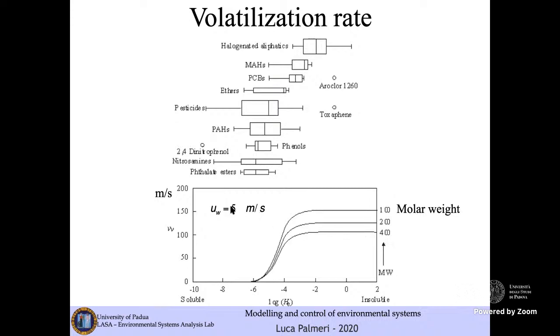So we fix the speed of the wind, let's say 5 meters per second. And in this case, by this kind of graphs, you may have an estimation of how much may be the volatilization rate for a particular substance whose Henry constant is represented on this horizontal axis. Again, I've tried to classify different toxicants or different toxic substances in terms of their Henry constant in order to show how different substances may have different volatilization rates.